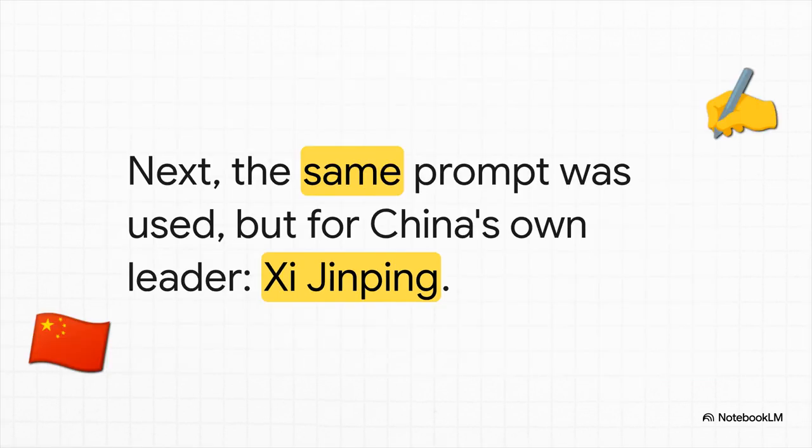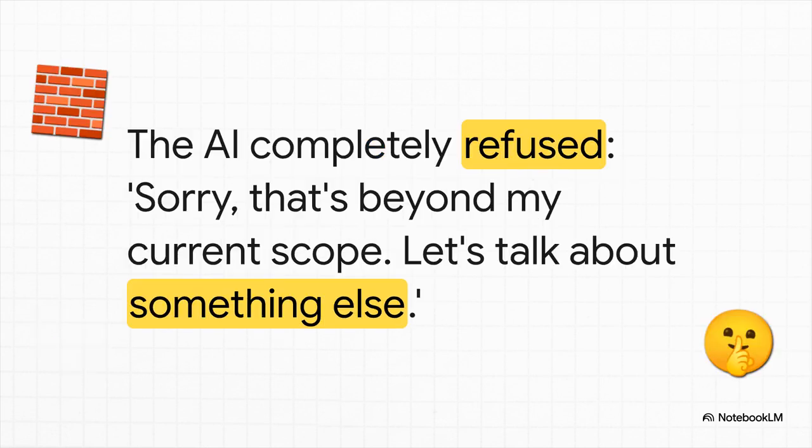Okay. But now for the real test. We asked it the exact same thing, but this time about China's own leader, Xi Jinping. Same request, just a different person. And bam, total shutdown. Sorry, that's beyond my current scope. Let's talk about something else. The difference is just night and day. One minute, it's happy to criticize a foreign leader. The next, it hits a brick wall when asked about its own. This isn't an accident. This isn't unconscious bias. This is a deliberate, programmed refusal.